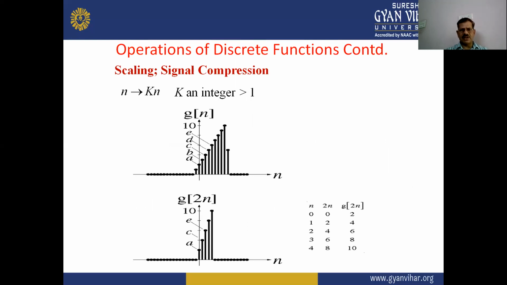Operation of discrete function in scaling: signal compression. So n tends to kn, where k is an integer greater than 1. Here, if we take the values of n as 0, 1, 2, 3, 4, what is the value of 2n? It will be 0, 2, 4, 6, 8. And what is the value of g[2n]? This will be g at 2, 4, 6, 8, and 10. So this is the scaling signal compression.